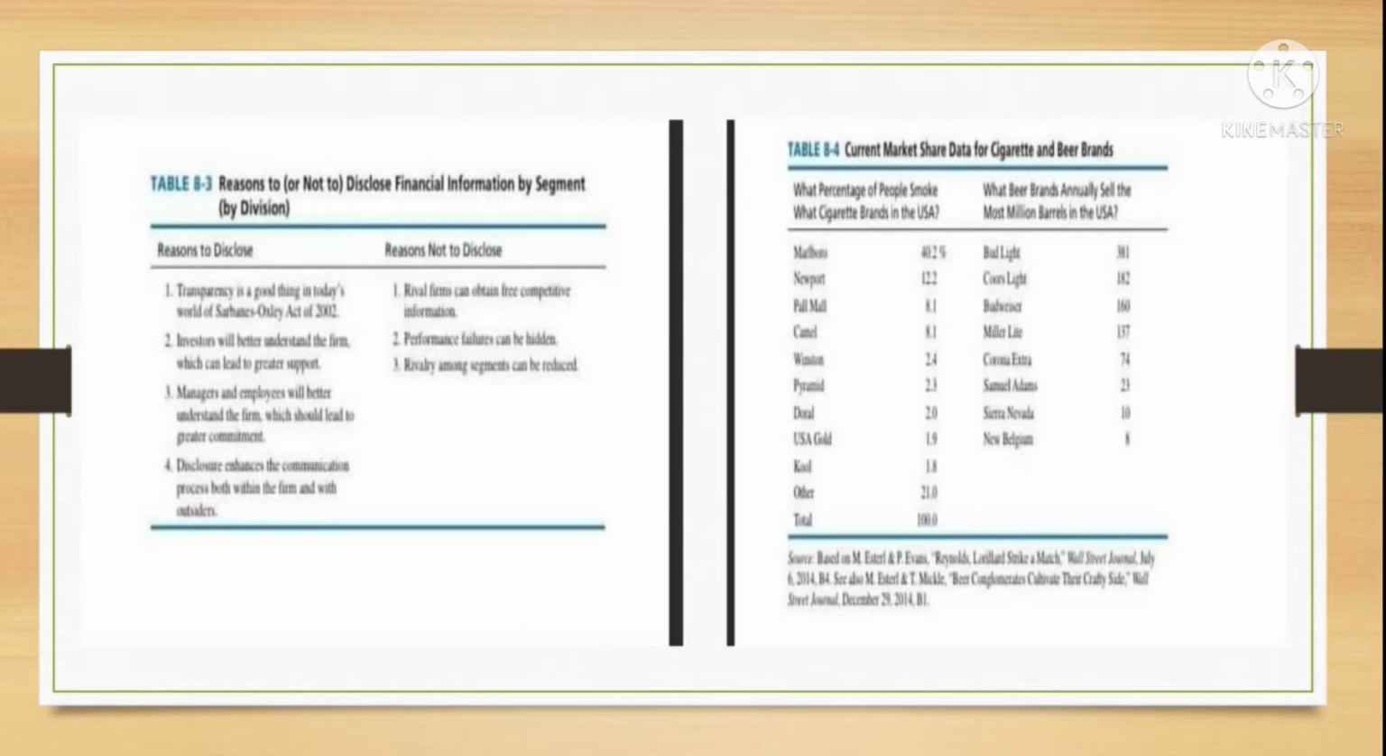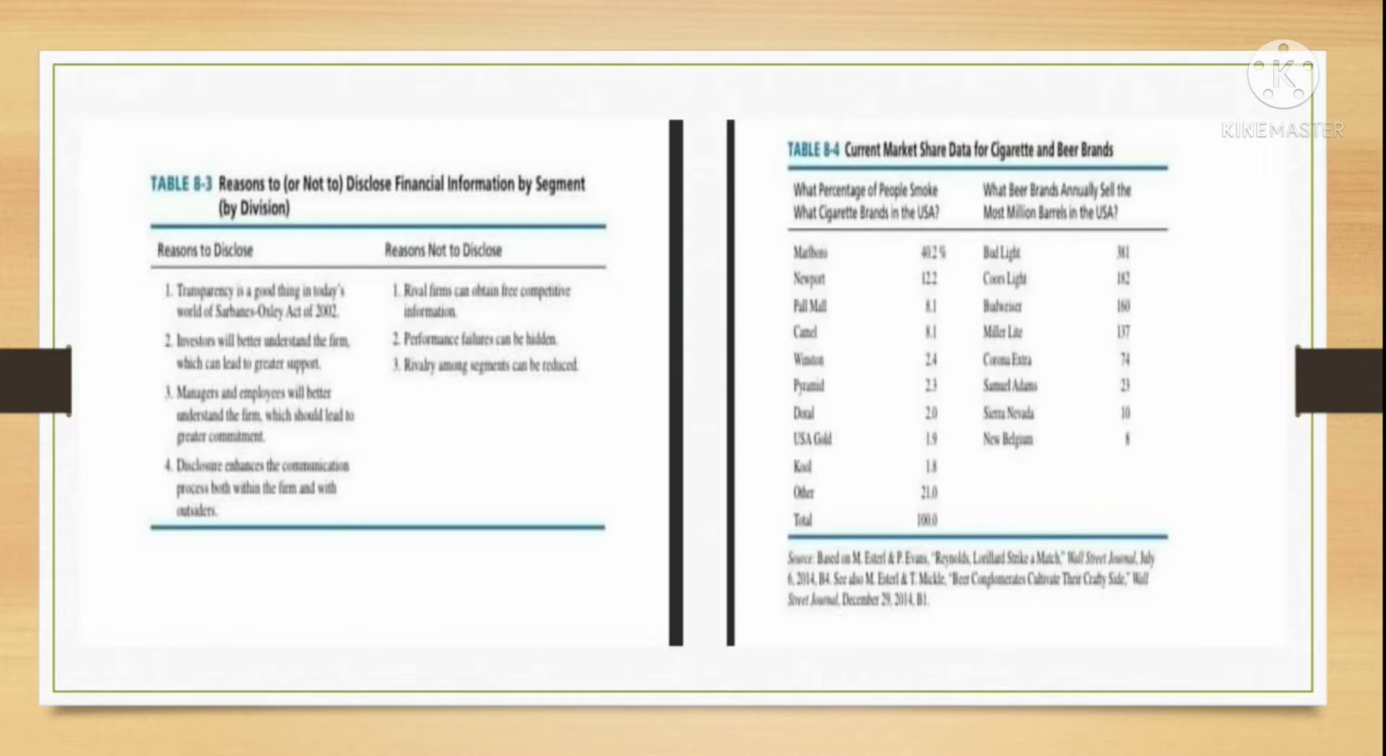Table 8-4. Current market share data for cigarette and beer brands. What percentage of people smoke what cigarette brands in the USA? Marlboro, we have 40.2%. Newport, 12.2%. Pall Mall, 8.1%. Camel, 8.1%. Winston, 2.4%. Pyramid, 2.3%. Doral, 2.2%. USA Gold, 1.9%. Cool, 1.8%. Other, 21%. The total of cigarette brands in the USA is 100%.